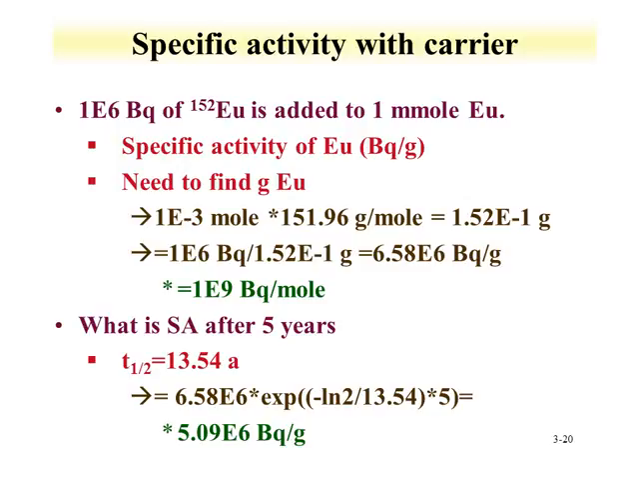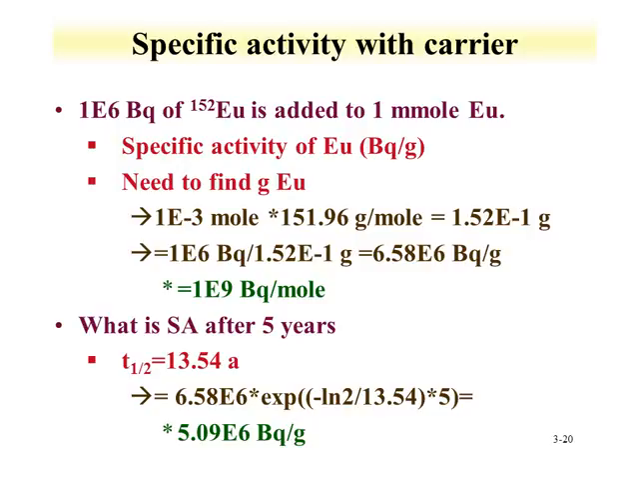As an example, imagine that 1 times 10 to the 6 becquerel of europium-152 is added to 1 millimole of stable europium. Let's calculate the specific activity of this europium, so we can get becquerels per gram. We would need to find the grams of europium. Well, we have so many millimoles times 151.96 grams per mole. Here's how many grams we get.